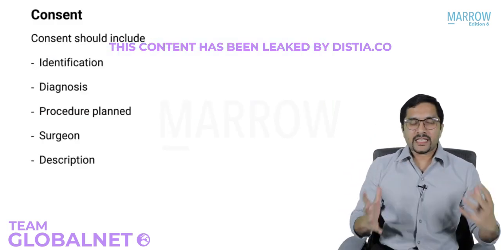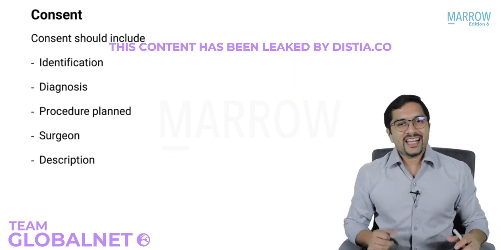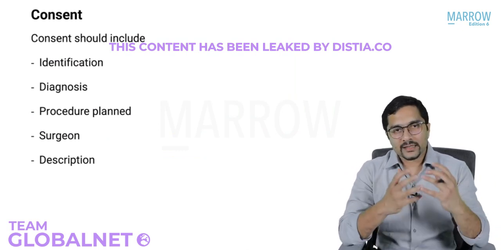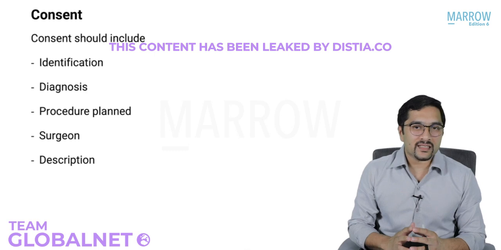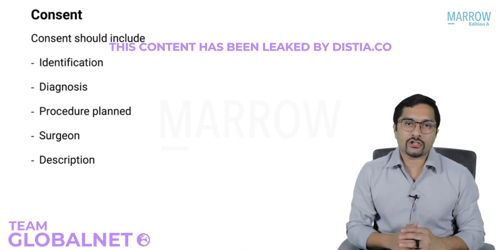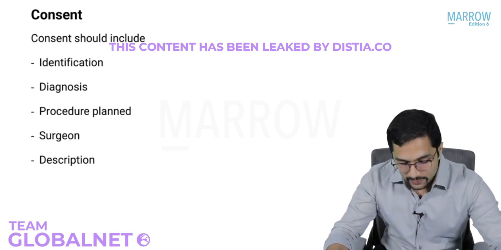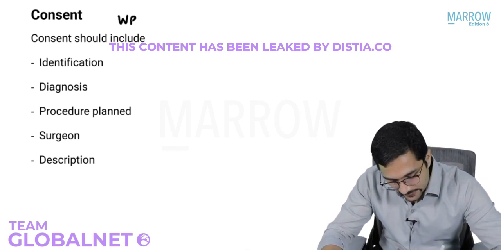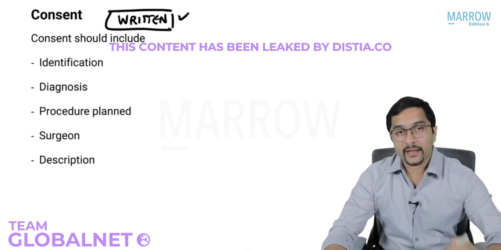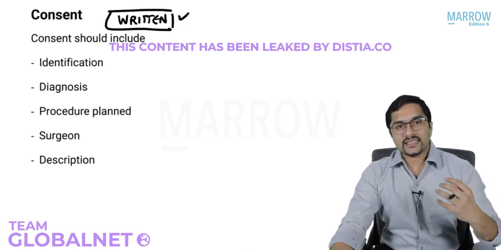Now, once the patient gets admitted in the hospital, as an intern or as a member of the surgical team, you have to take the consent, right? That's the first thing which you do when the patient gets admitted. Now, consent is always a written consent which we are going to take. And what all does the consent include?